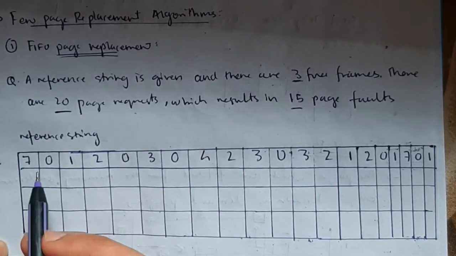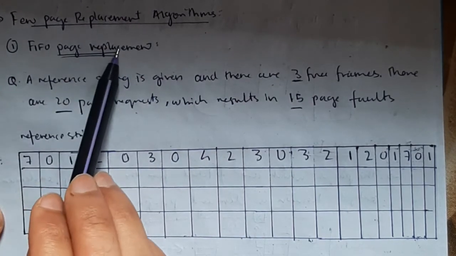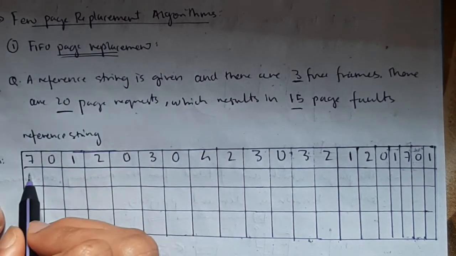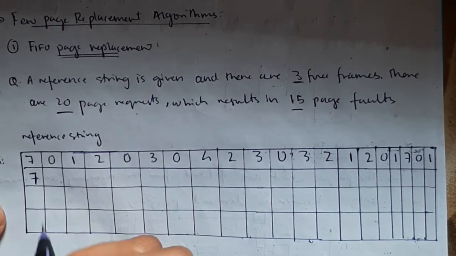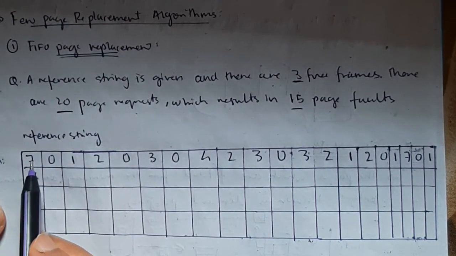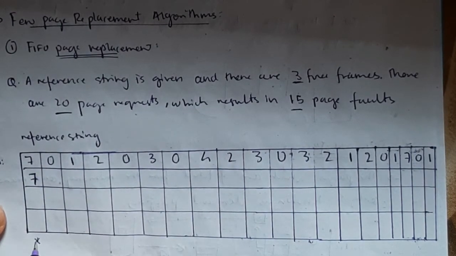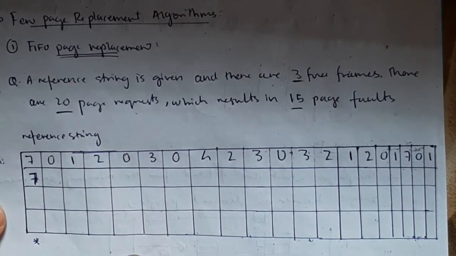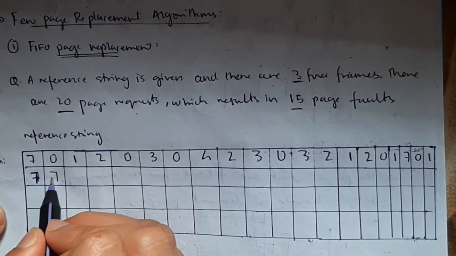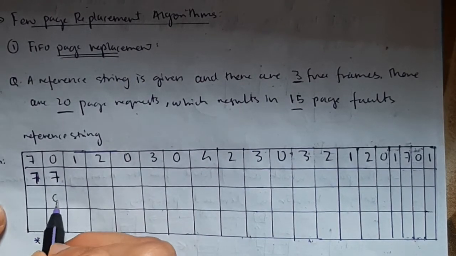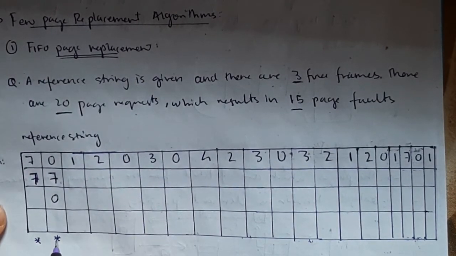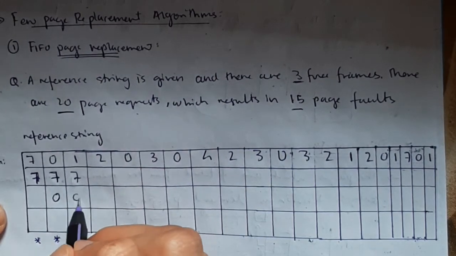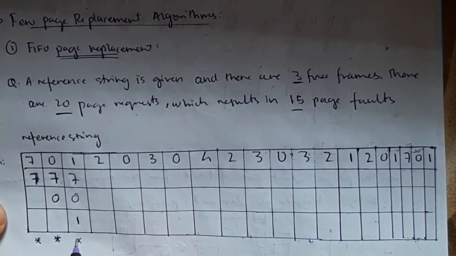To start, firstly, it's a FIFO page replacement. The first three will be written here as they are because they are not present. Whenever the page which we are requesting is not present, we'll mark a star here, okay. Since 7 was not present, I wrote 7 here and marked a star. Then 0. First frame is already filled with 7, so I'll write 0 in the second. Whenever I write a new page, I'll mark a star. Then 1. Again, I'll write a star here.